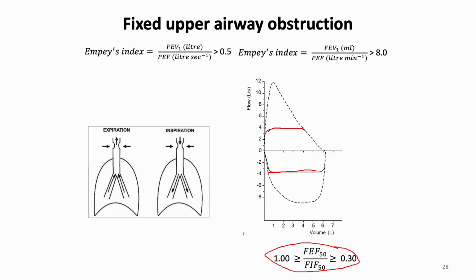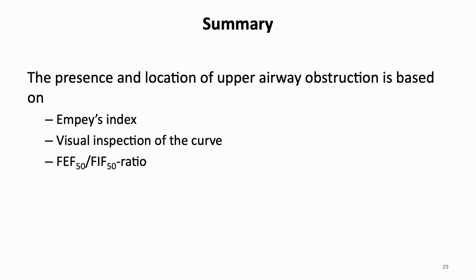So in summary, the presence and location of airway obstruction, as well as the classification of it being variable or fixed, depends on MP's index, visual inspection of the curve, which is the most important thing, and the fifth ratio.